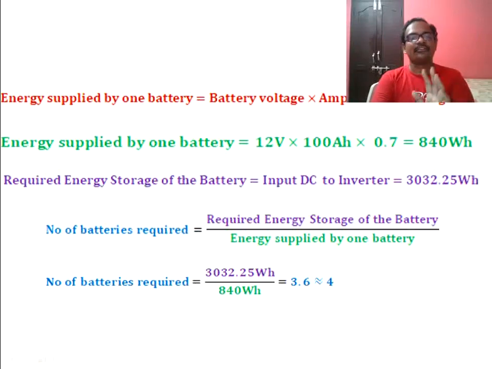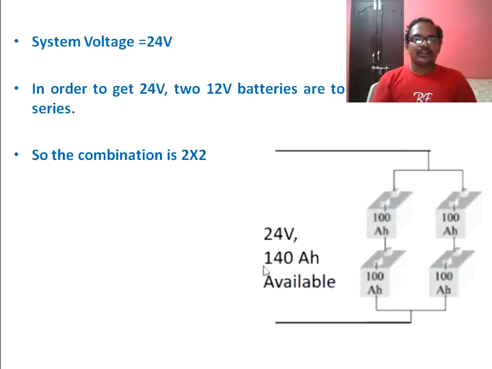Now, the number of batteries required is 4, so the system voltage will be 24 volts. In order to get 24 volts, 2 batteries of 12 volts are to be connected in series. I require 4 batteries in total, but the voltage rating is 24 volts. I have 12 volt batteries. How can I get 24 volts from 12 volt batteries? Connecting 2 batteries in series. So a string of 2 batteries gives 24 volts.